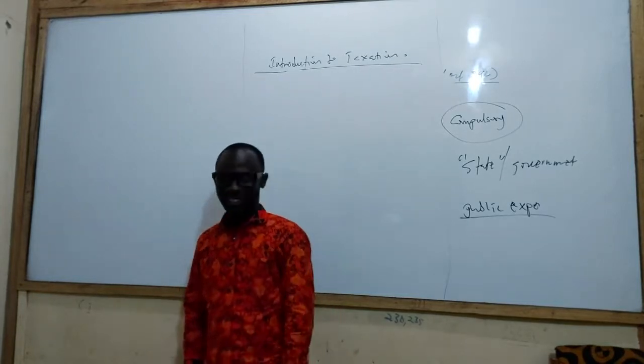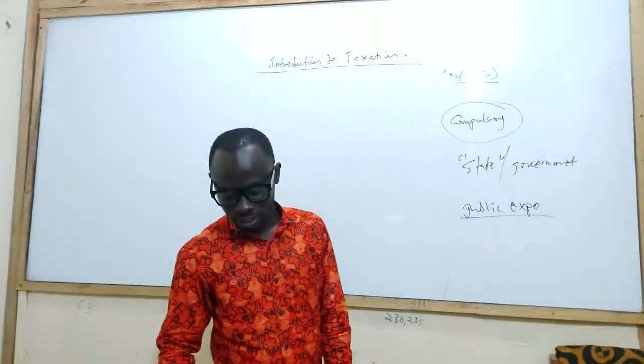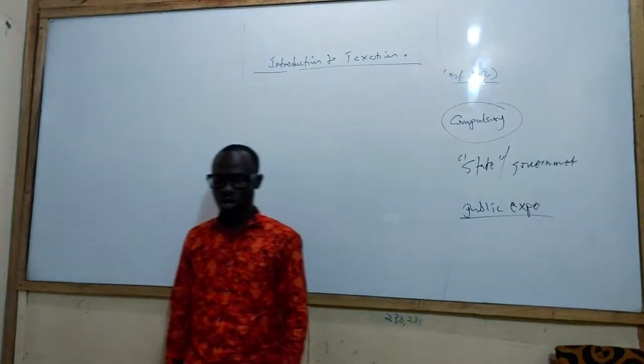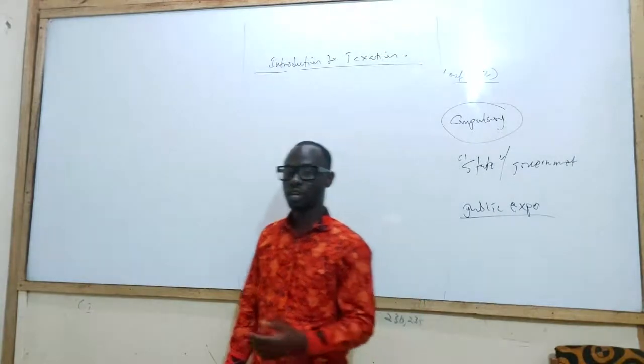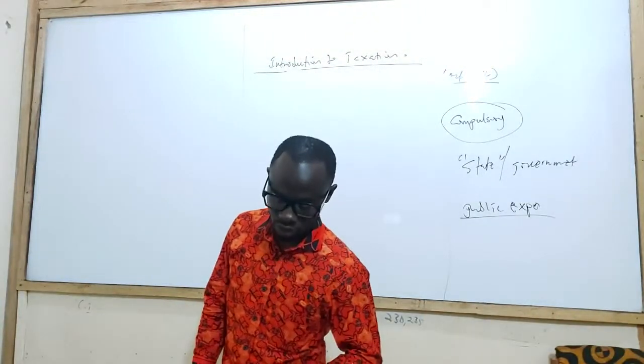Let them write it down. You are here, what's it? So what he said, they are all true. Sometimes tax can also be used to restrain consumption of what? Harmful goods. Okay? To restrain consumption of harmful goods such as alcohol.